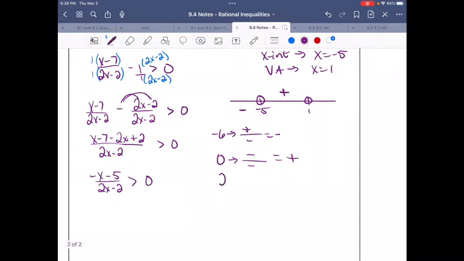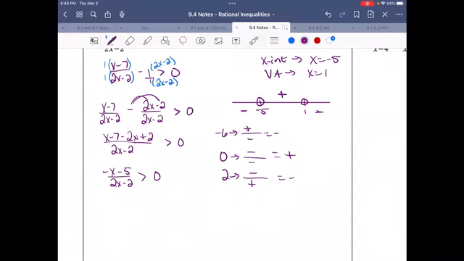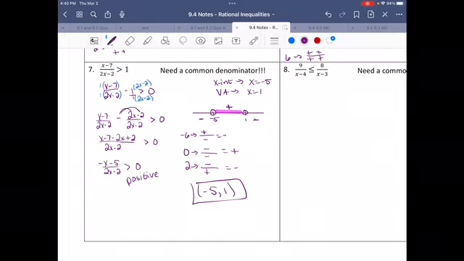And our last one, numbers that are greater than 1, like 2. So we've got negative 2 minus 5, that's negative. I got 2 times, that's a lie. What am I testing? 2. 2 times 2, minus 2 is positive. So I've got one region where I'm looking for positive solutions, and that is right here in the middle between negative 5 and positive 1, with parentheses.